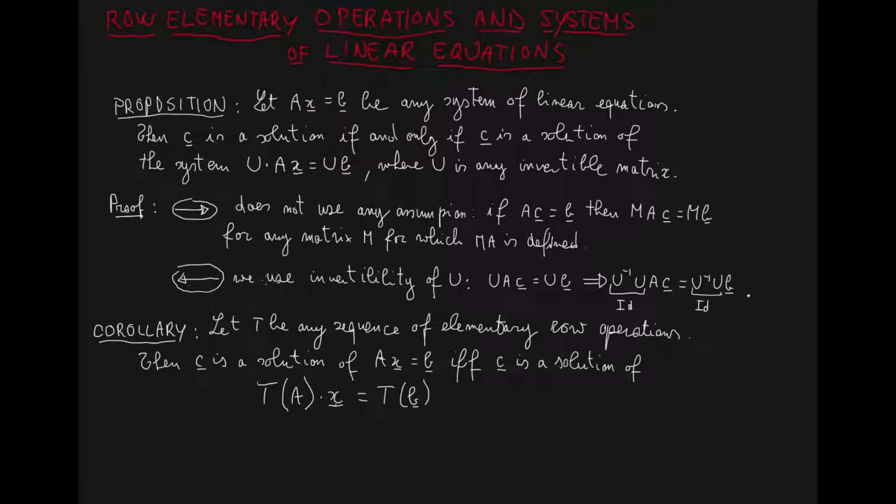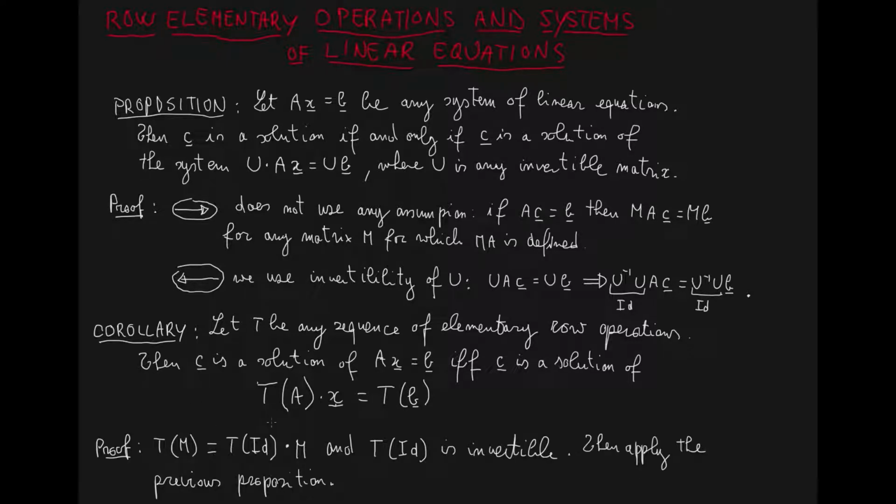As a corollary, if T is any sequence of elementary row operations, then c is a solution of Ax equals b if and only if c is a solution of this new system of linear equations, which is written as T of A, the transform of the matrix A through the sequence of elementary row operations T, and the constant term is T of b.